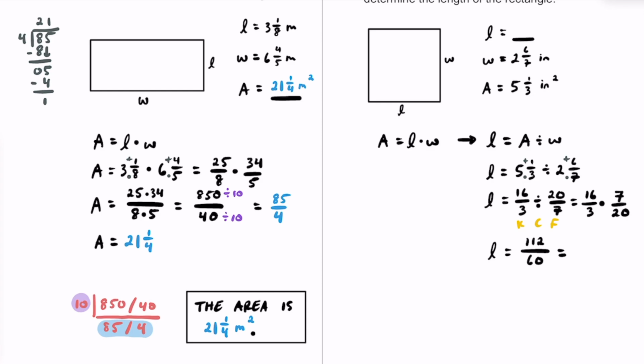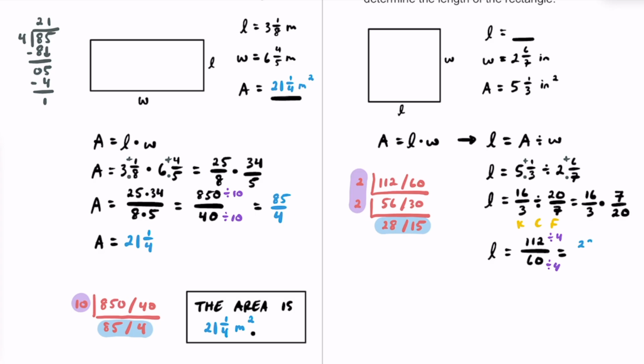All right, so let's see. I think we can simplify this thing a bit here. If we take this 112 and the 60, they're both even numbers, okay? So we can divide these both by 2. We're gonna get 56 and 30. And these are both even numbers again, right? So we can divide these both by 2. So that's gonna be 28/15. 28's prime factorization is 2 times 2 times 7. And 15's prime factorization is just 3 times 5. So I don't think they have anything in common besides 1.